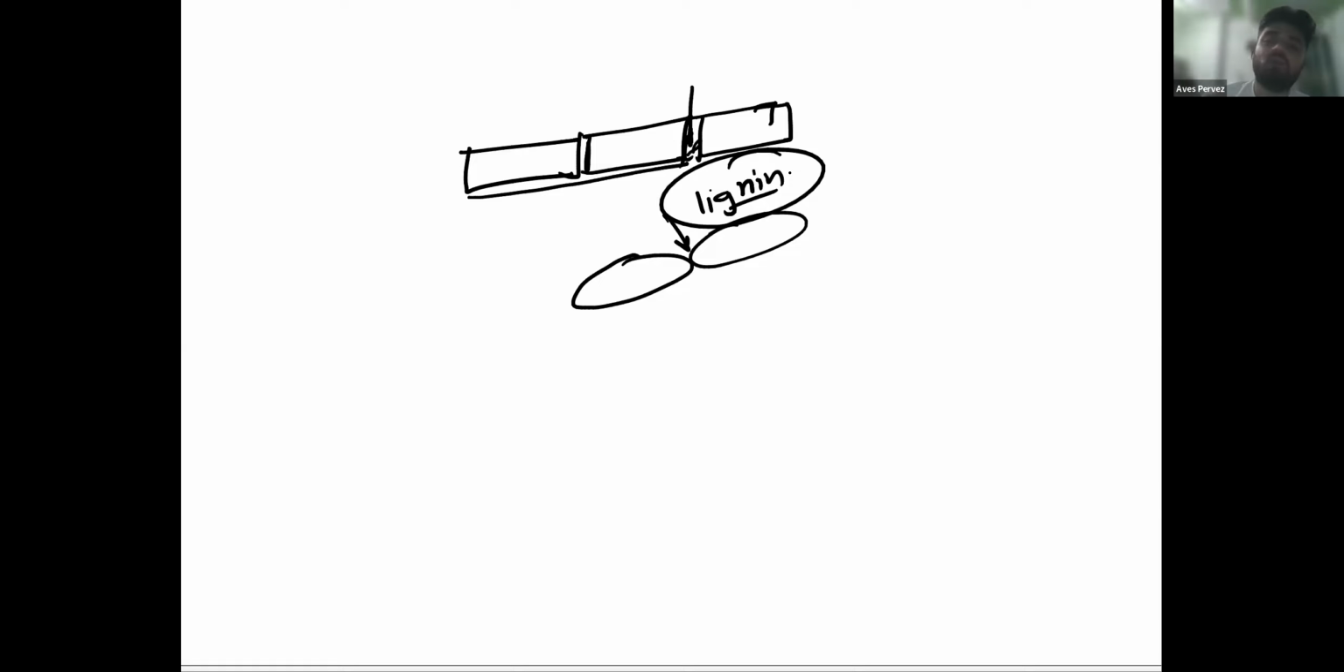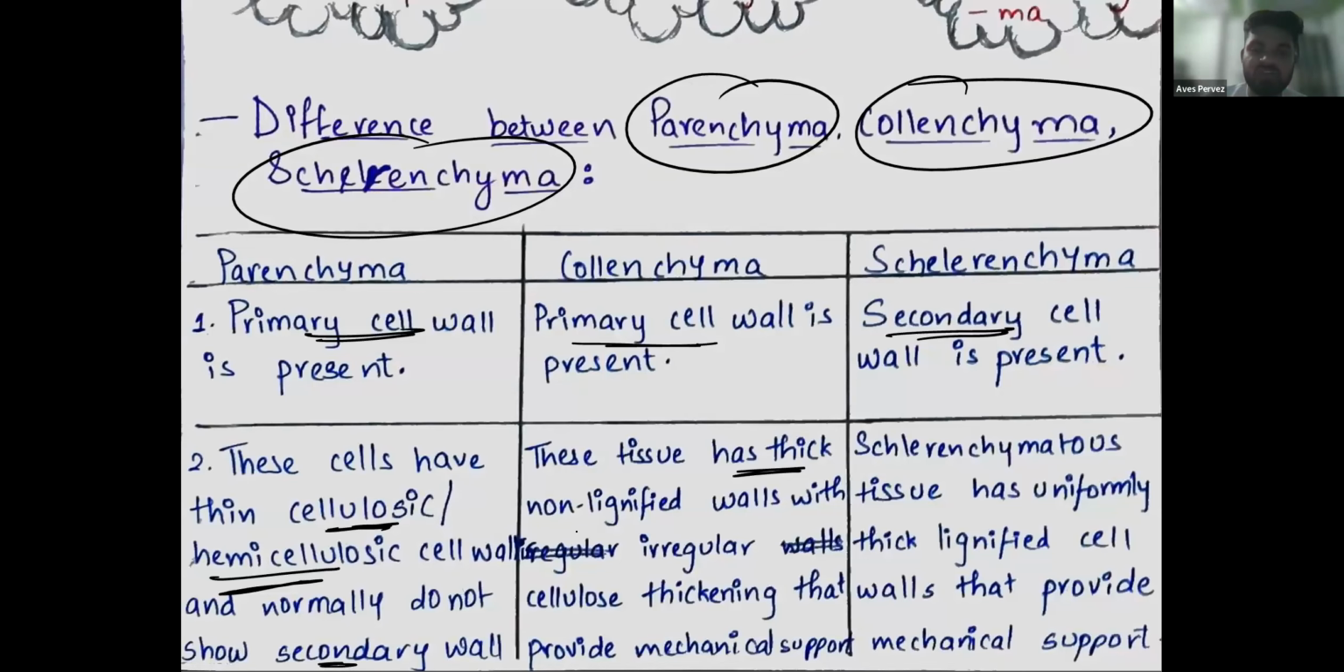Okay, in the parenchyma tissue, you know that they are flexible. They can easily bend, generally having flexibility. So how can it be hard? So we can say that a non-lignified cell wall is present, meaning lignin is not present, with irregular cellulosic thickening, meaning there is no regular thickening. It is also made up of cellulose. In the sclerenchyma tissue, there is a lignified cell wall that provides mechanical support. So you understood what the difference is between parenchyma and sclerenchyma tissue? Or should I explain one more time?